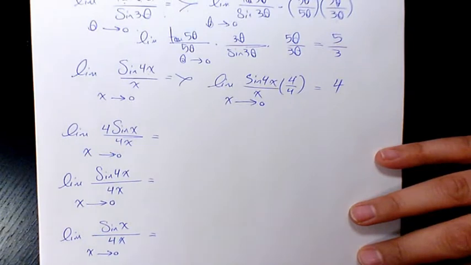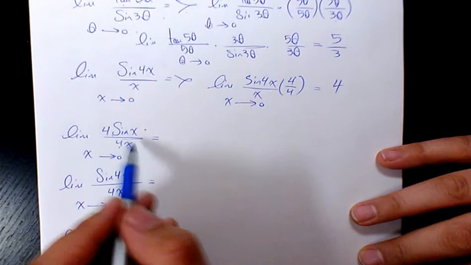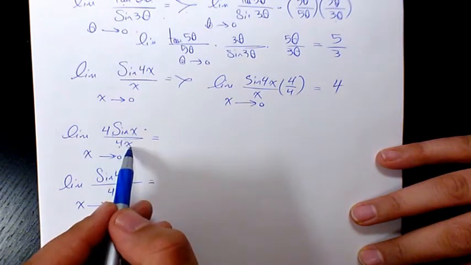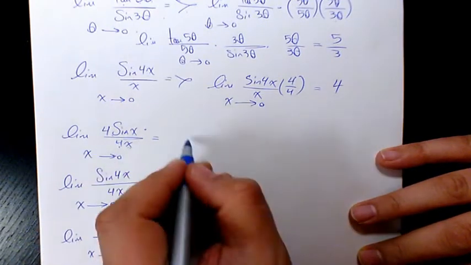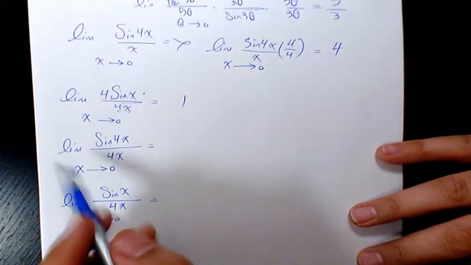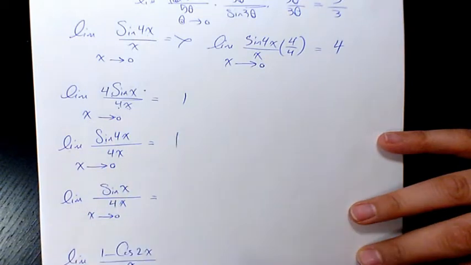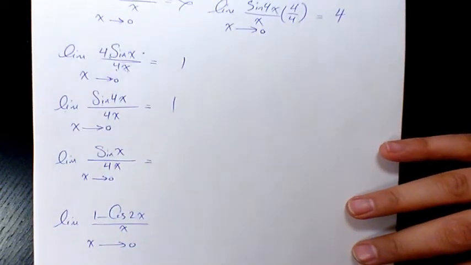Next one, 4 sine x over 4x. Sine x over x is going to be 1. 4 divided by 4 is going to be 1. So the limit is going to be 1. Limit of sine 4x over 4x when x is approaching 0 is going to be equal to 1.